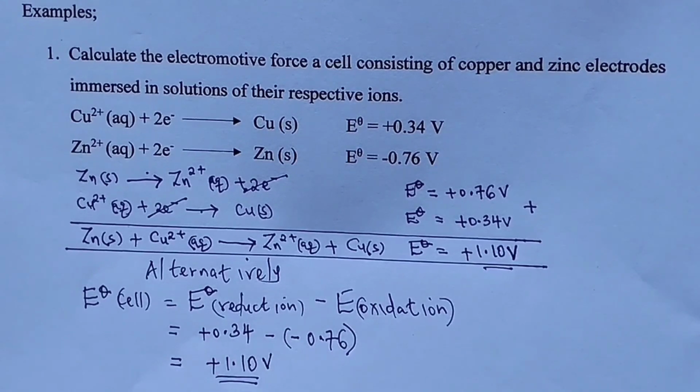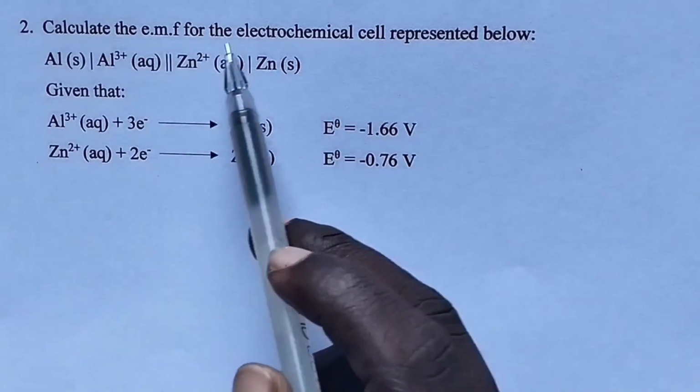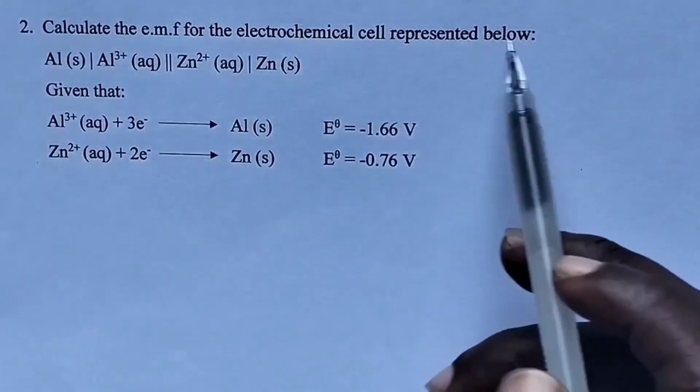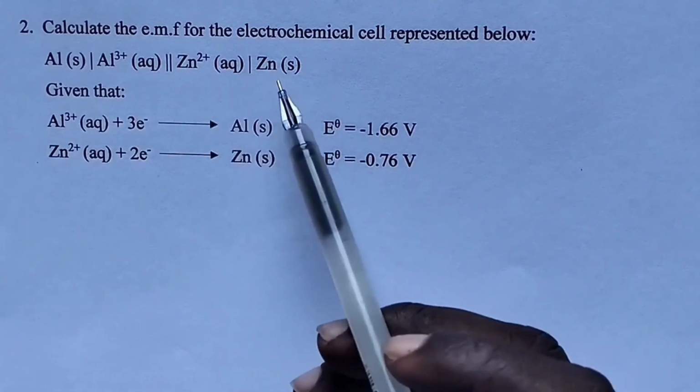We go to example 2. So in example 2, we are told to calculate the EMF for the electrochemical cell represented below. So we have an aluminum half cell and also a zinc half cell.